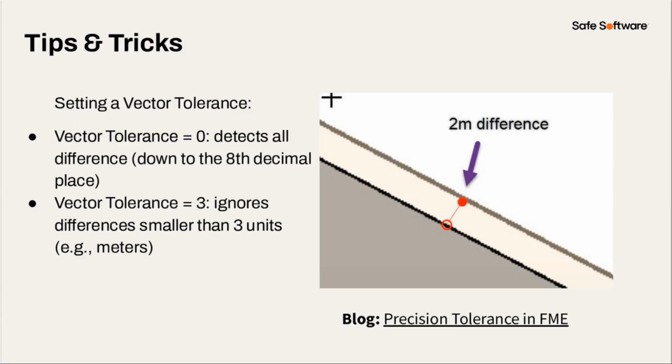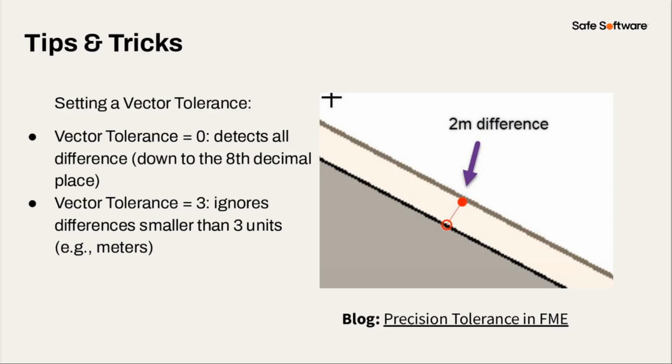Some tips and tricks when it comes to setting a vector tolerance. Just to reiterate what I talked about during the demo: if I had a vector tolerance set at 0 or I'm not using it at all, any type of changes will be found down to the 8th decimal place. But if I set a vector tolerance of 3, the change highlighted in this image would not be found, even though there's a 2 meter difference.